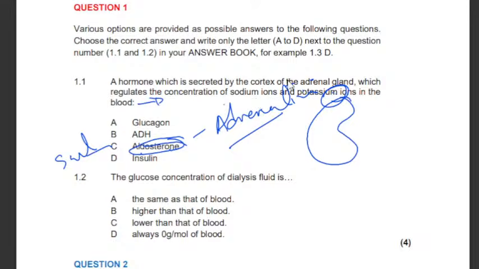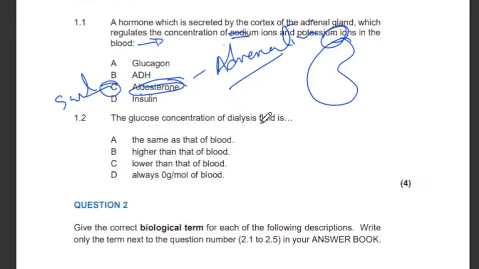So the question is asking which hormone is going to regulate salts. So the answer here is going to be this. Even if you don't know, this answer is very simple. Why? The gland only produces 2 hormones, adrenaline and aldosterone, and there is no adrenaline here. So the answer is just a simple answer. Then you go to the next question.